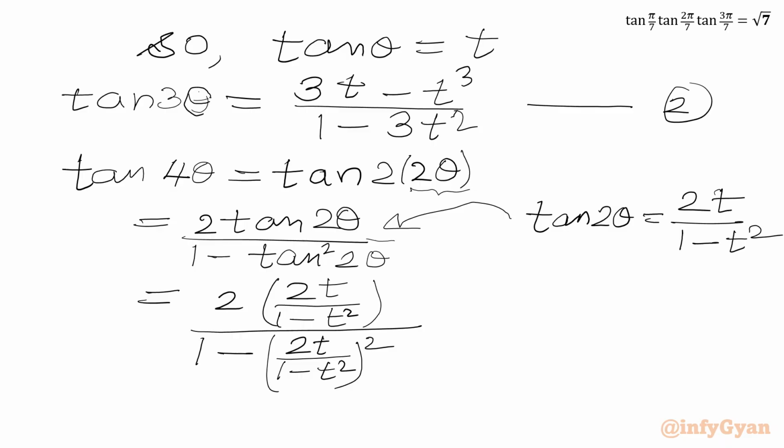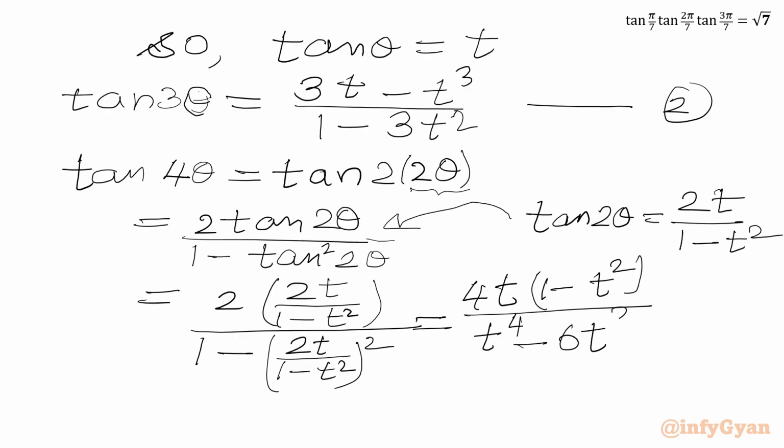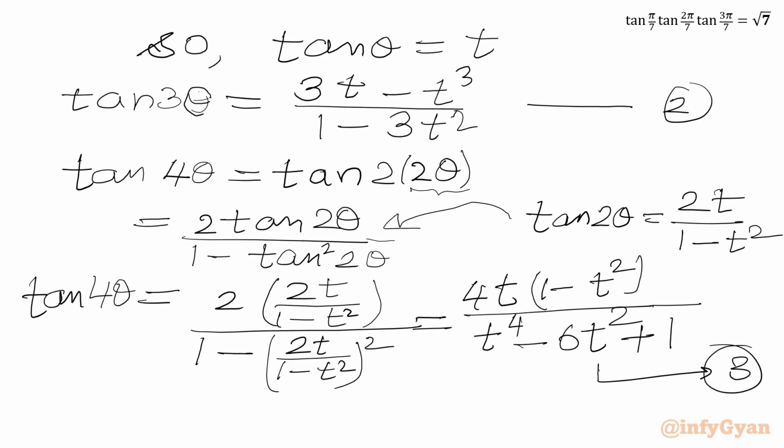Now we have to simplify. So I can write 4t in the numerator times 1 minus t square over, after simplification we will get t power 4 minus 6t square plus 1. So this is the value of tan 4 theta. Now this equation I will call equation number 3.